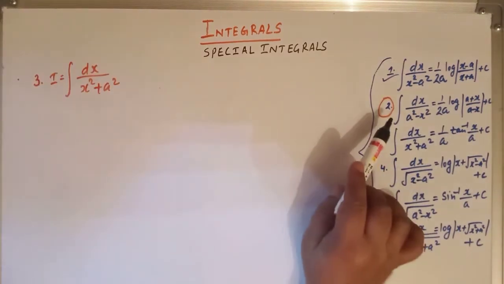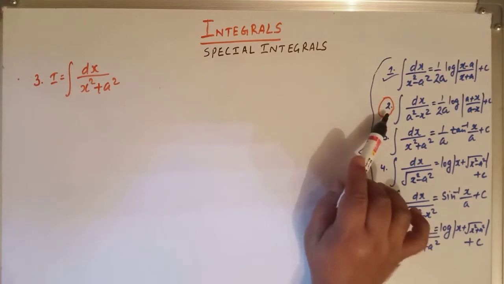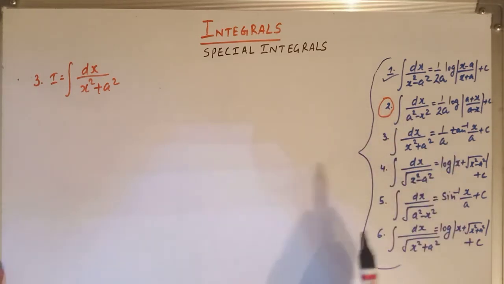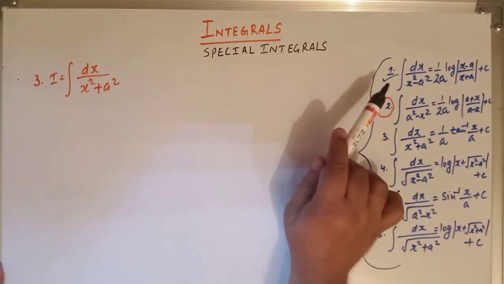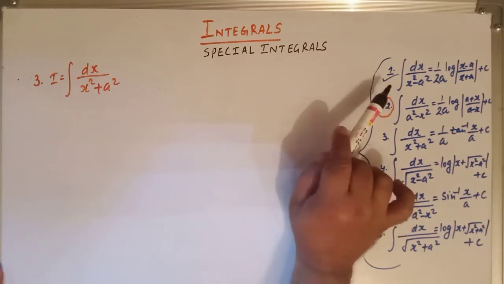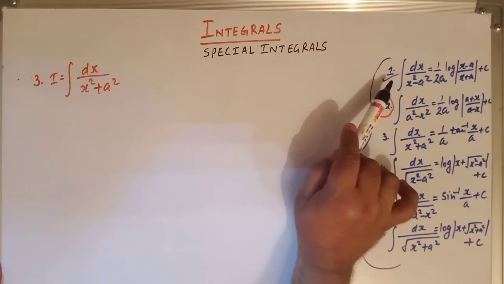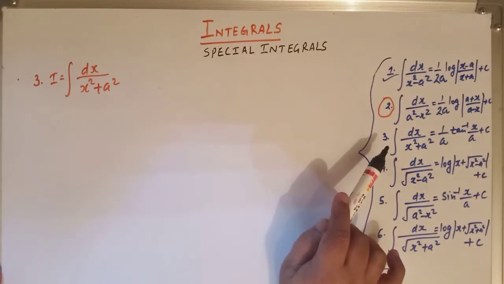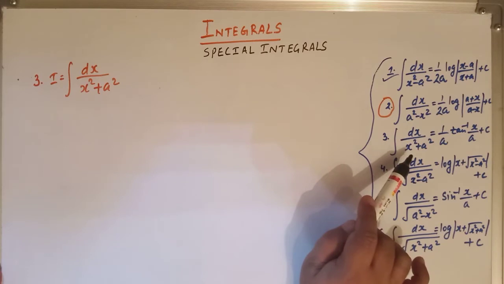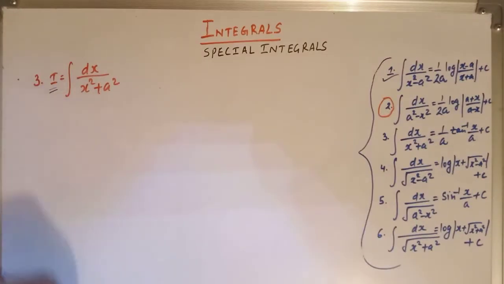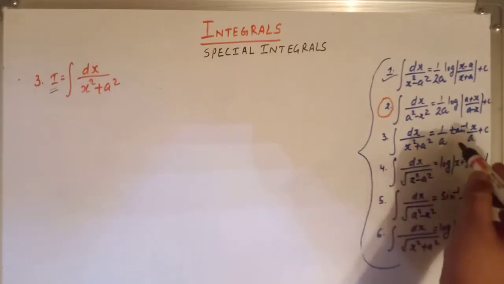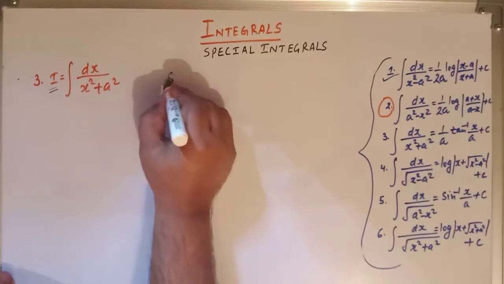Now here I am not deriving this formula number 2, and it is left for you as an exercise, because this can be derived similarly by following the process which we have used for deriving formula 1. So now let us come to the third integral. This is dx divided by x square plus a square, and suppose it is I. Now here we'll derive this formula by making use of substitution method.